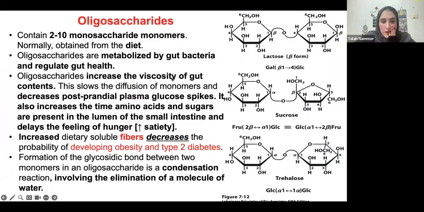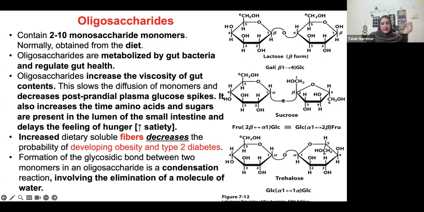So let's move on then. Now we're going to talk about oligosaccharides. From the name, oligo, again, we have monosaccharides, just one. Disaccharide is 2. Oligosaccharides means 2 to 10. So if we have 2 to 10 monosaccharides, we're going to have oligosaccharides.